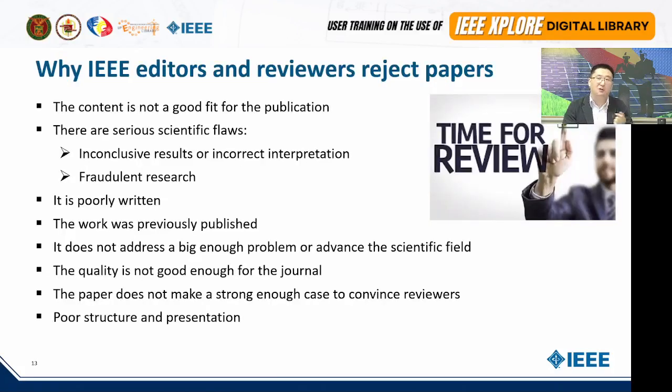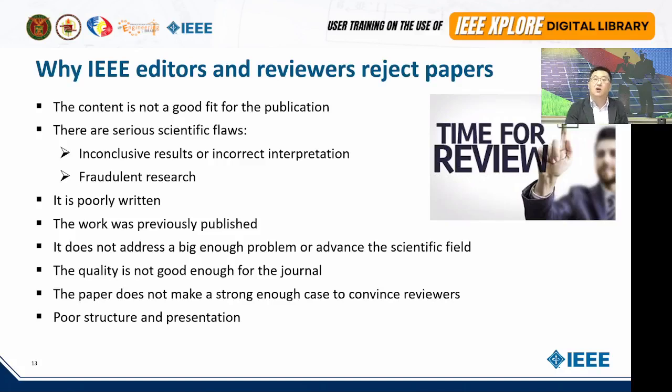A lot of the time, editors and reviewers will reject papers. One of the reasons is the first one, right? There's nothing wrong with your research. Yes, you did show an improvement in terms of optimization or increase of signal strength, but it's not a good fit for this particular journal, because this particular journal, especially IEEE Transactions, if you remember, the quality is very high. They are looking for top-ranking publications that work on groundbreaking problems.